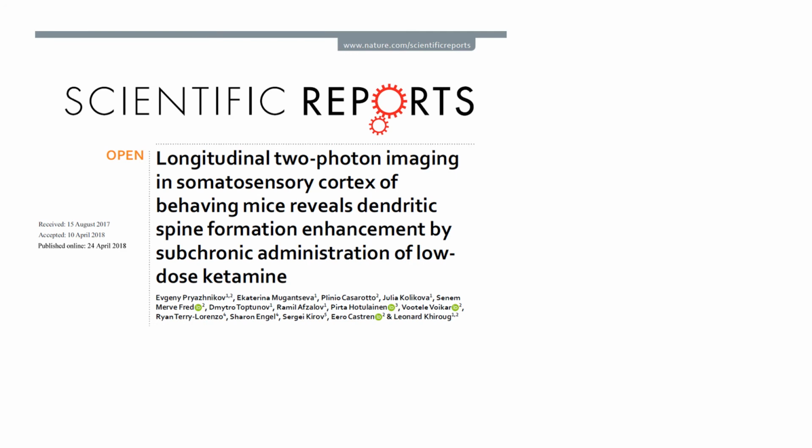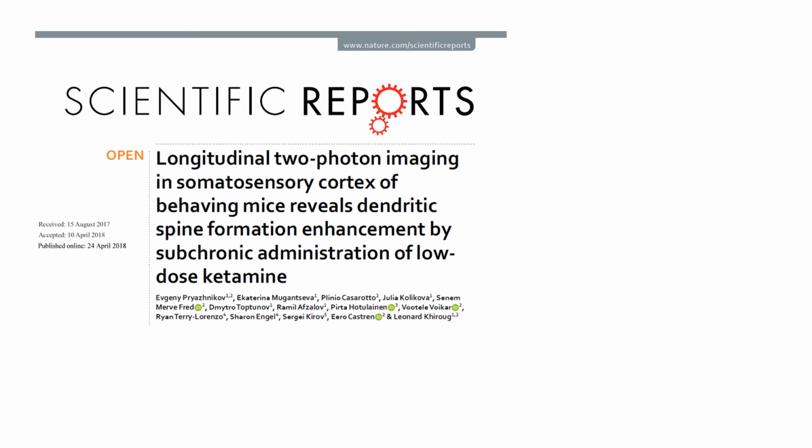This is a publication from a couple of years ago, which was done in collaboration with a pharmaceutical company, Sunovion, which at the time was developing an antidepressant drug that would have a more rapid action compared to the classic SSRIs, the serotonin reuptake inhibitors, and would have long-lasting effects after a single exposure to an antidepressant.